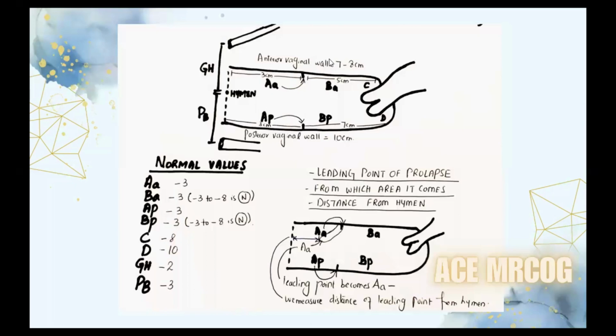The points C and D are not fixed. They vary according to the length of the vagina. But overall, it is considered that the posterior fornix is usually 10 centimeters, but sometimes it can be 8 as well. So these are not fixed. They can vary from person to person. Normally, the anterior wall is almost 7 to 8 centimeters and the posterior is 10, but the range is 7 to 8 and 8 to 10 as well.